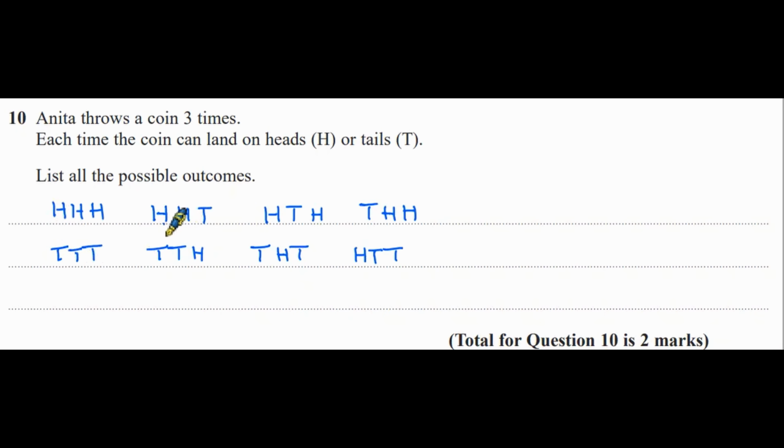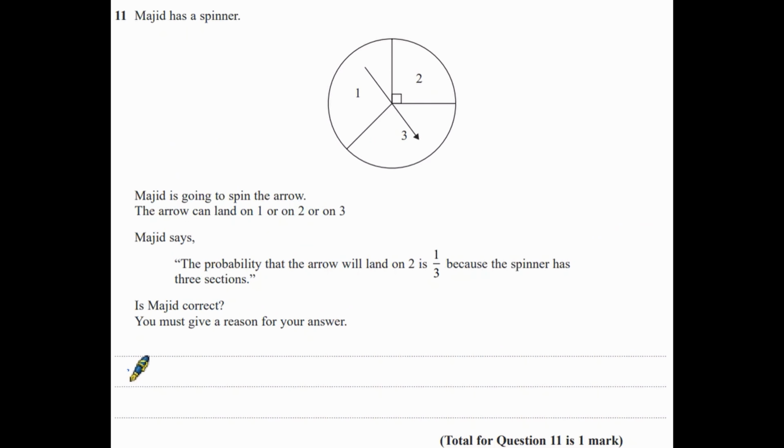So we've got everything from all three heads, all three tails. There are three situations where you could have two heads and a tail, with the tail being in different places. And there are three situations where you could have two tails and a head, with the head being in one of the three different places. And that's it. You have 8 different conclusions. Try to make sure in a question like this that you don't repeat any of them, or you may lose marks.